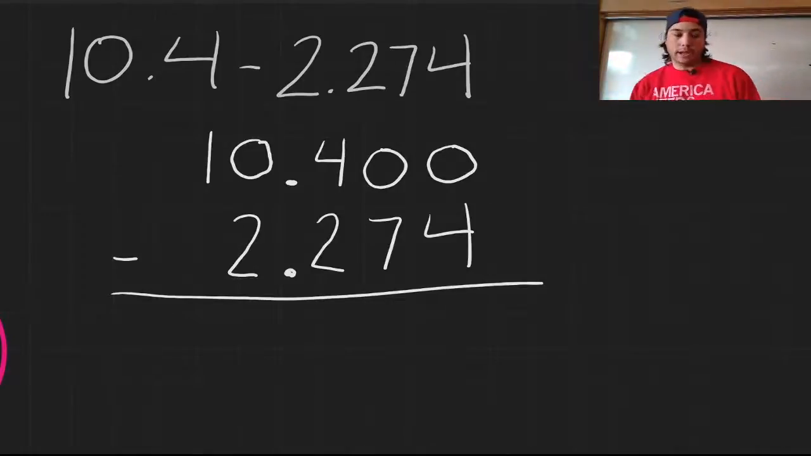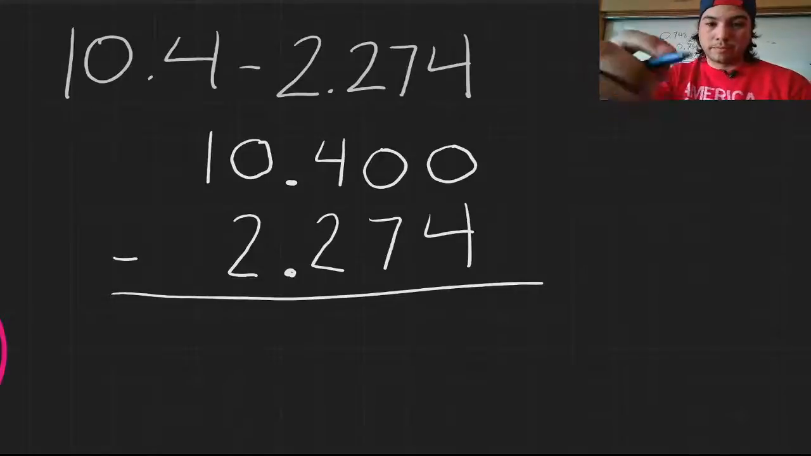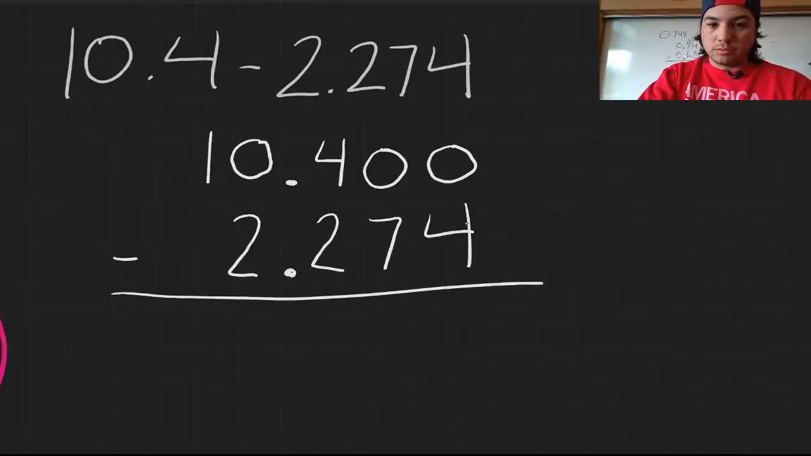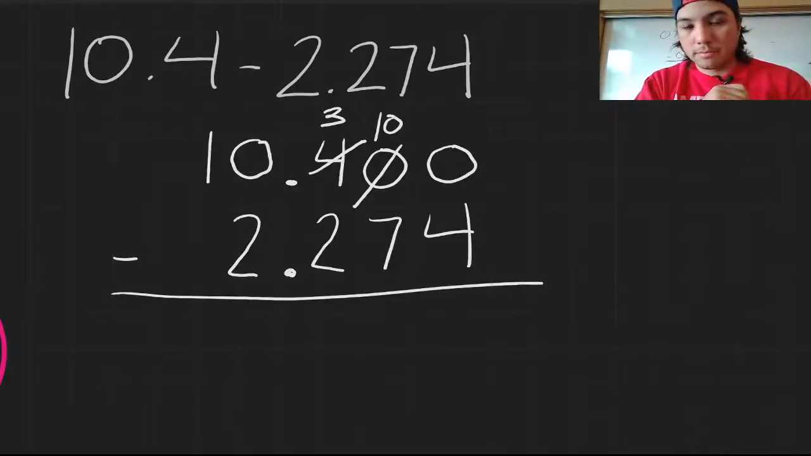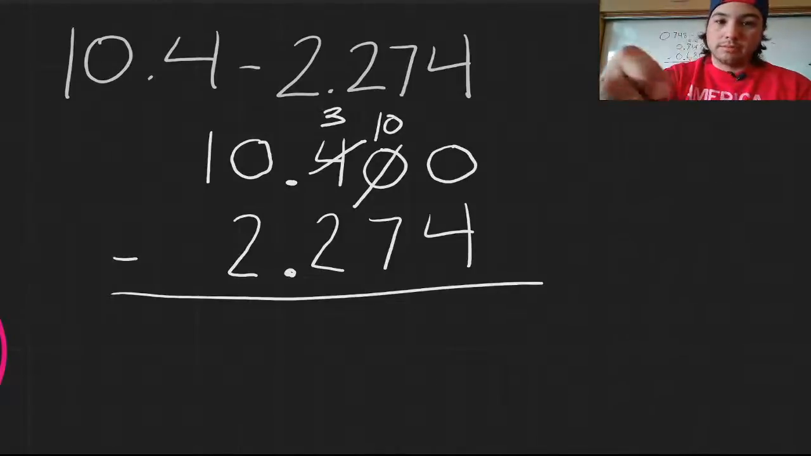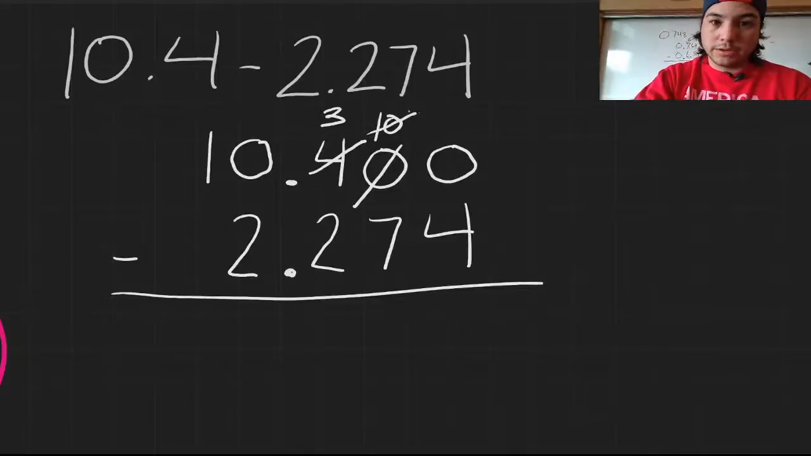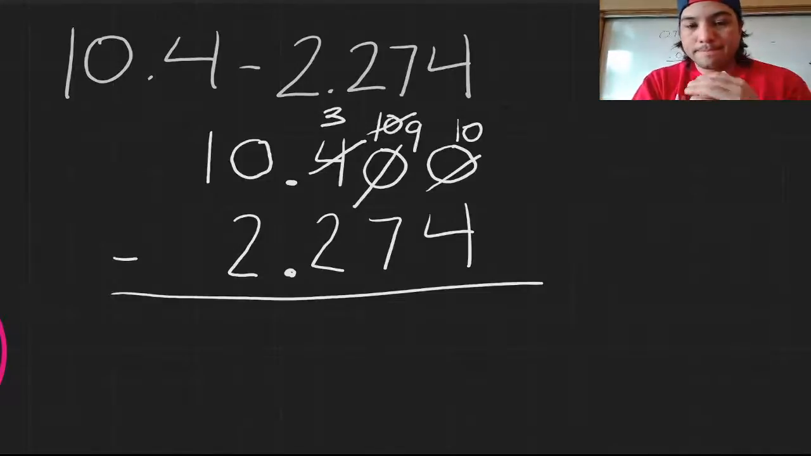Okay? And this is a big one because it's a double regroup, right? Because you can't do 0 minus 4. You also can't do 0 minus 7. So you're going to have to go all the way to the tenths place. Take 1/10. Convert it into 10 hundredths. Then, again, double regroup. Take one of those hundredths. So this is now 9 hundredths. And convert it into 10 thousandths. Now you have enough to subtract.